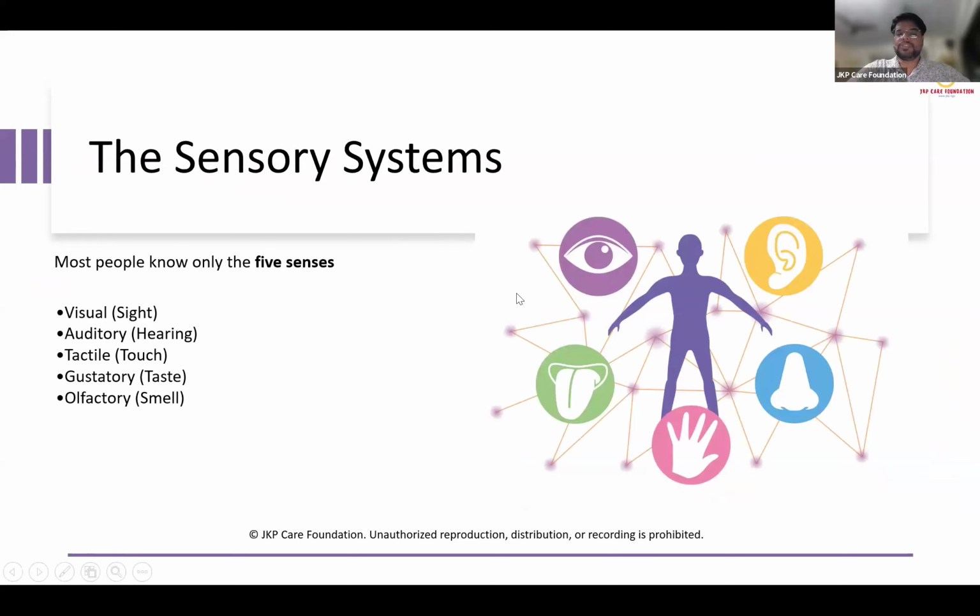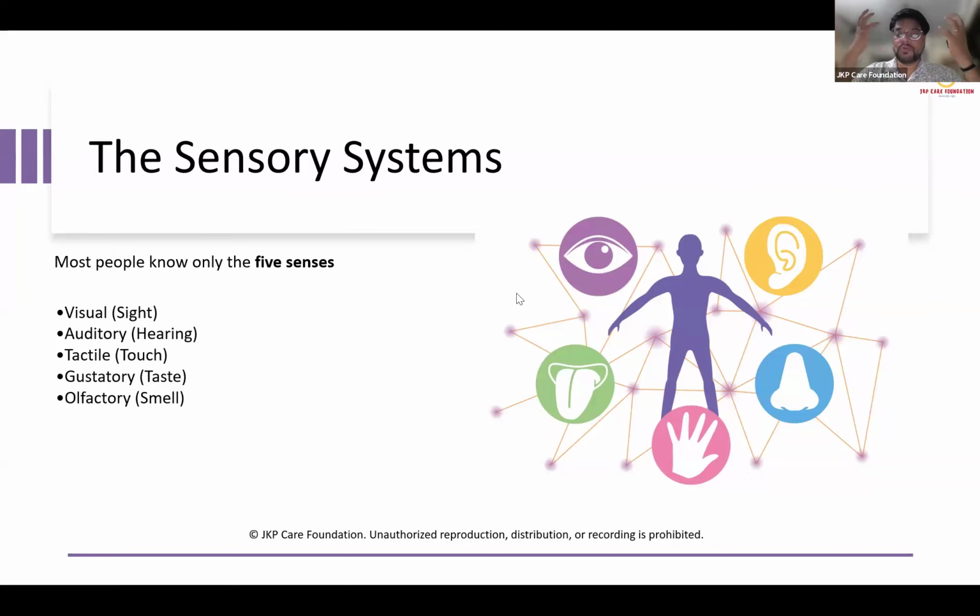We receive information from our environment through our sensory system. Most people only know that there are 5 senses. In layman's language, we say there are 5 senses. In Hindi or Sanskrit, we call it Panchindriya. Which are those 5 senses? Visual, auditory, tactile, gustatory, and olfactory. The easier way to say it: sight, hearing, touch, smell, and taste. These are our 5 senses.